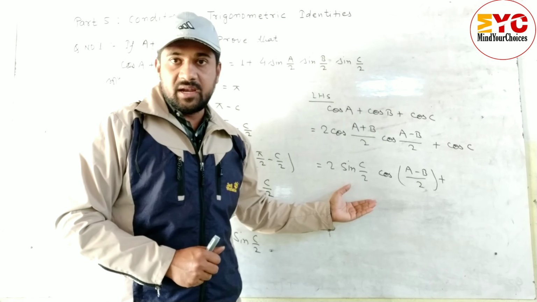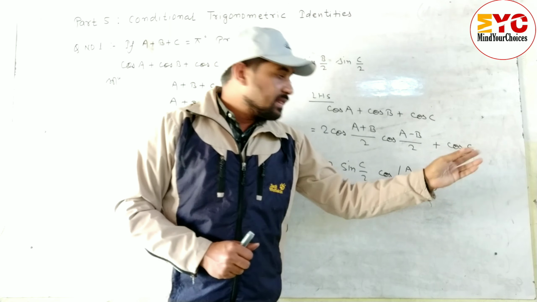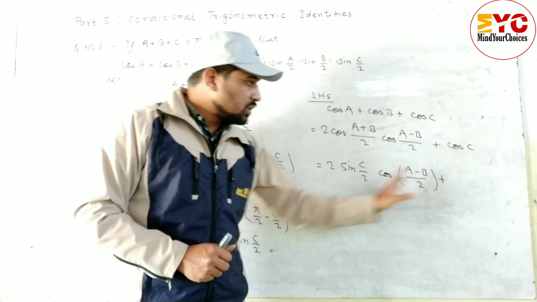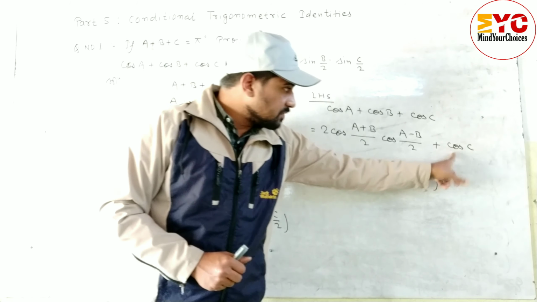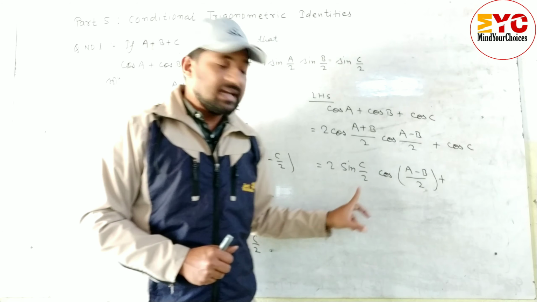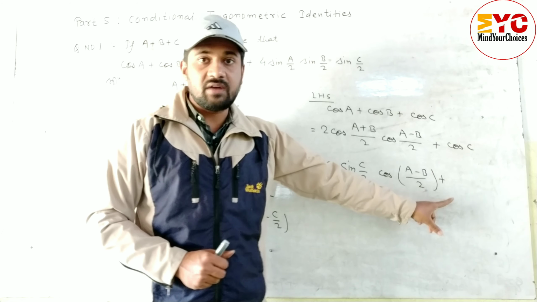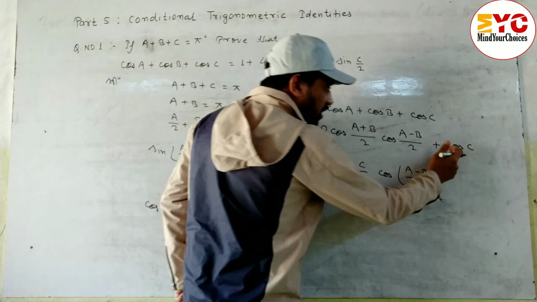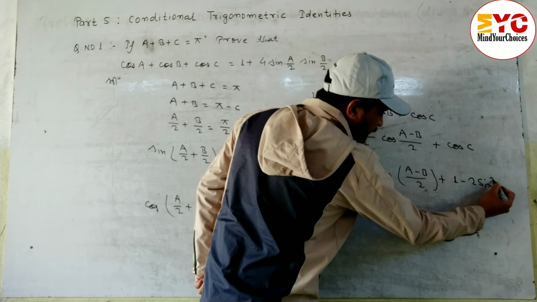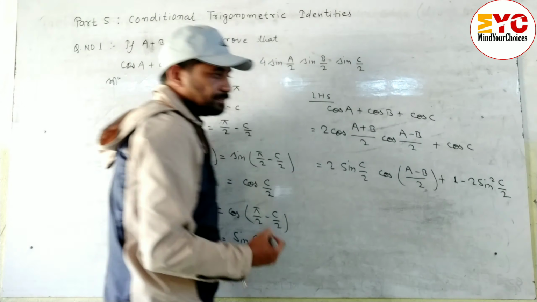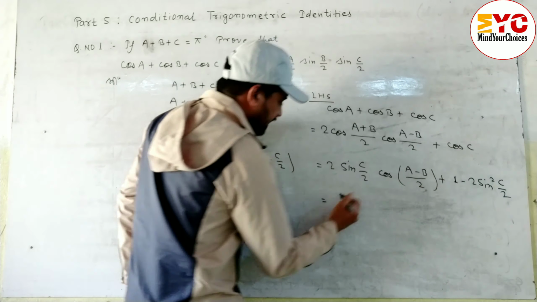Why use it in the form of sin? To take common. When you use cos c in the form of sin, then we can take common here. If you use it in the form of cos, we cannot take common. So it depends on which formula we use for cos c. It depends on this value, sin c by 2, so we have to use the formula of sin. So what is the formula of cos c? 1 minus 2 sin square c by 2.